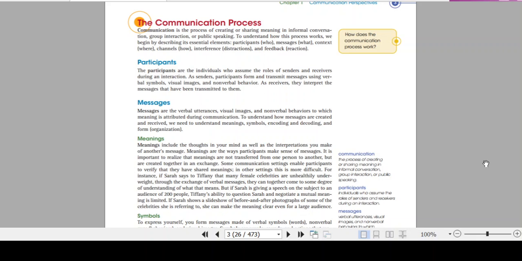And messages actually carry meaning. So meanings include the thought in your mind as well as the interpretations you make of another's message. So meanings are the way participants make sense of the messages. So I have something in my mind and I want to convey it to someone else. So what would I do? Certainly I'll form that meaning in the form of a message. So this is how we communicate, we understand, we interpret others' meanings.